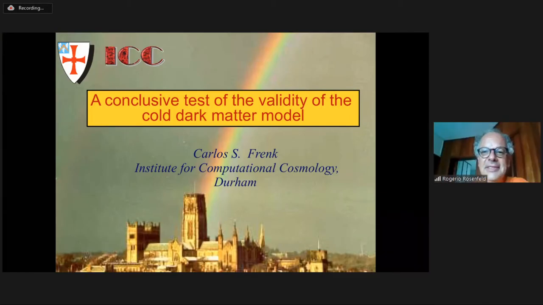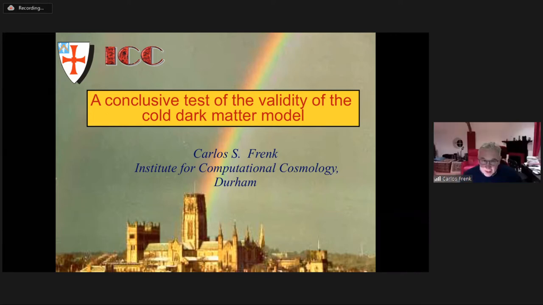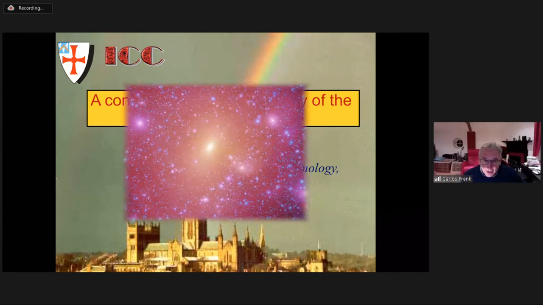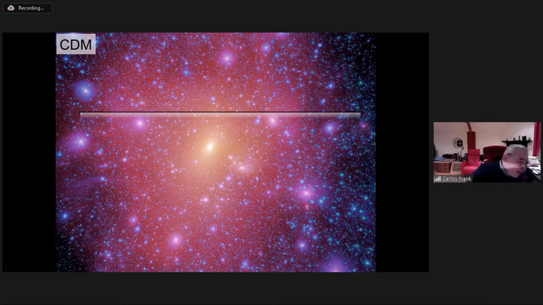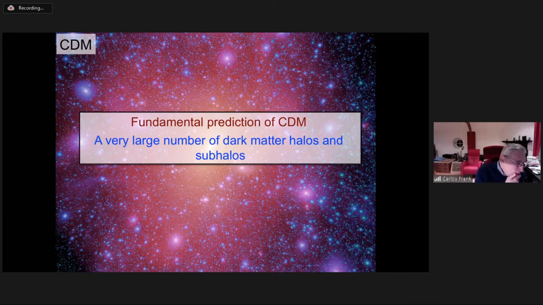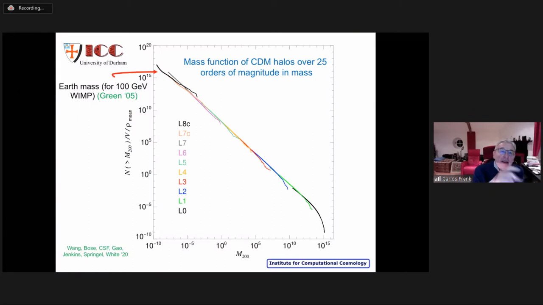Yes. All right, so basically what I talked about was how to rule out CDM, how to do a conclusive test of CDM. And it's essentially based on what I think is the most fundamental prediction of the CDM model, which is the mass function of halos, the dark halo mass function. So here's a very recent calculation. This comes from a paper that came out in Nature in September by these people here. And what you see is the halo mass function over 25 orders of magnitude in mass.